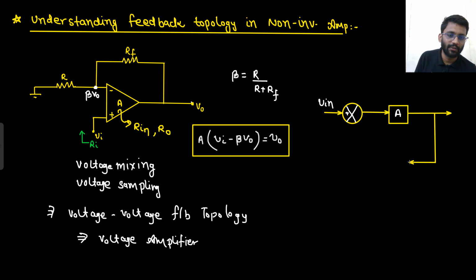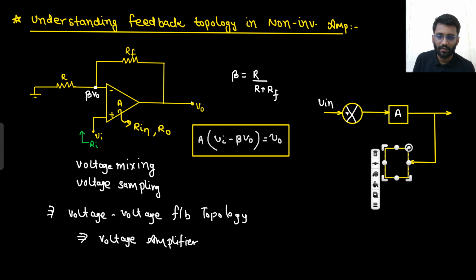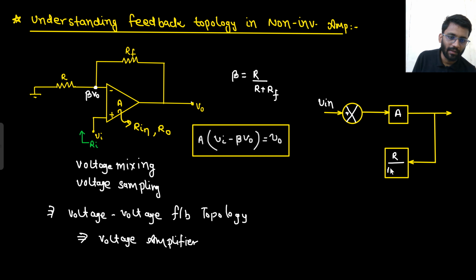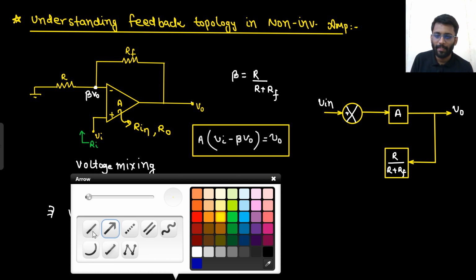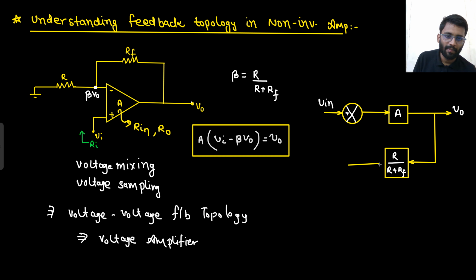In the case of negative feedback, that was R upon R plus RF, this is your V naught. So you fed it back and it got subtracted. This part that was fed, R upon R plus RF into V naught, got subtracted from V in. Then you got some potential here that was multiplied with the factor of A and you got V naught output.